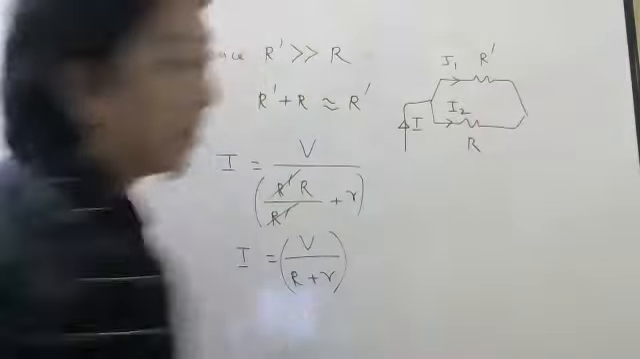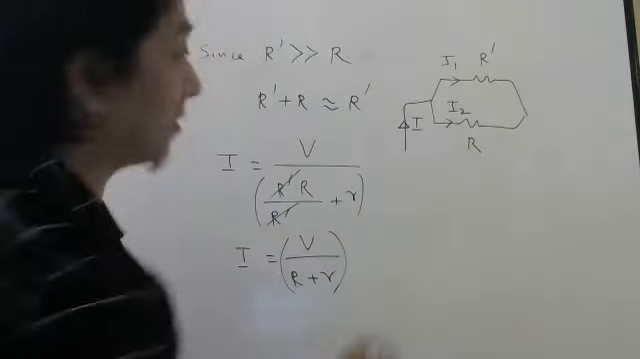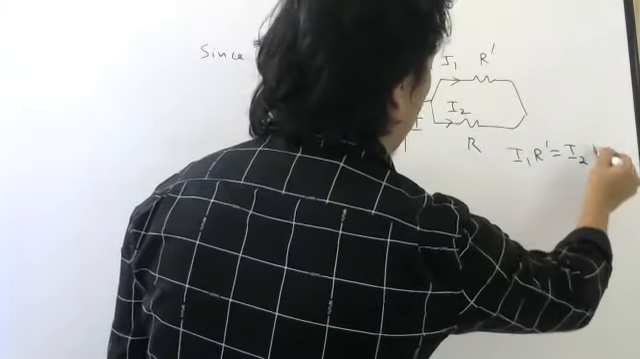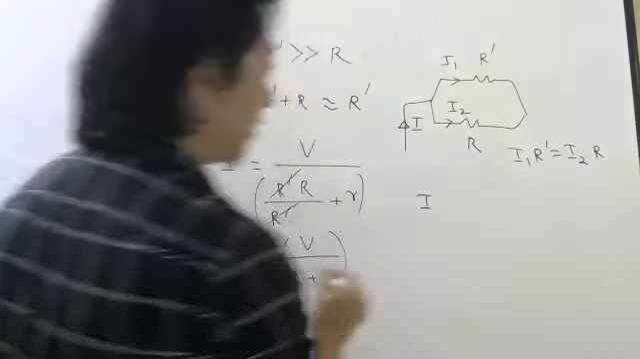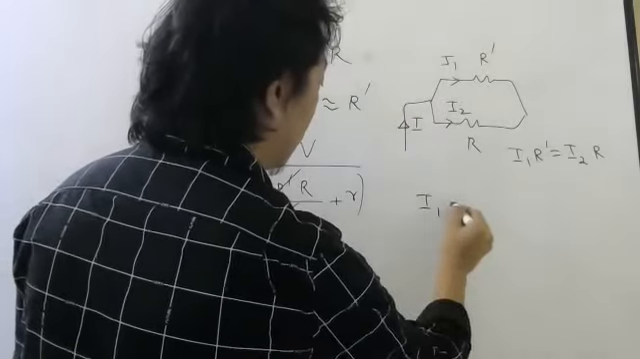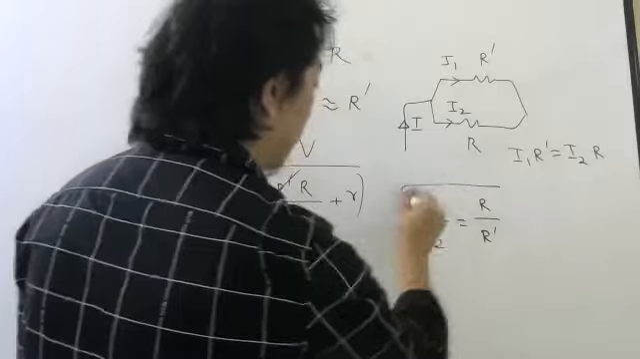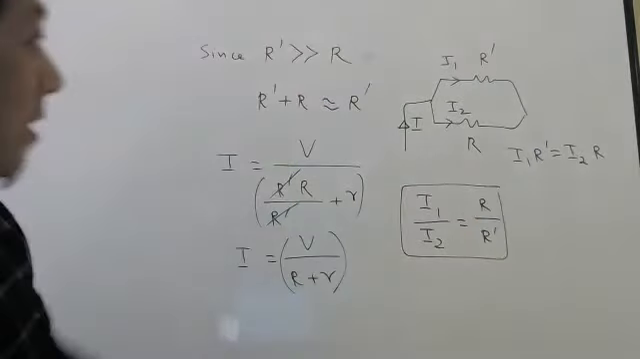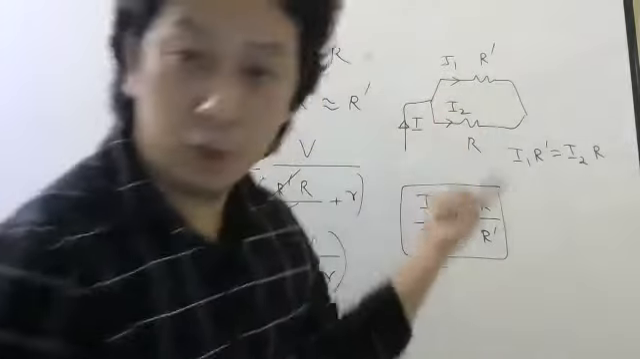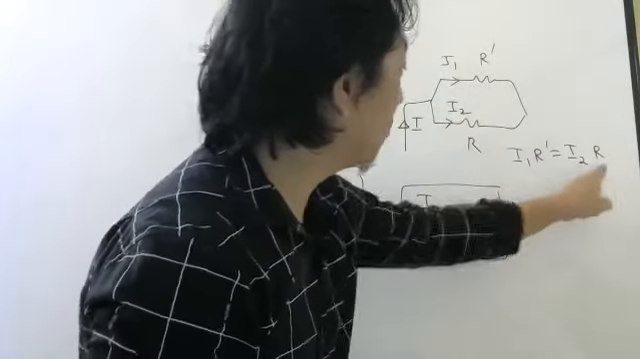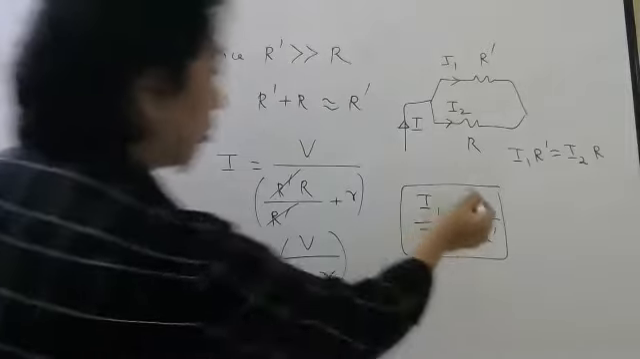Now in what ratio will it divide? You know these two are in parallel. So in parallel, voltage will be the same. So I1 R dash will be the same as I2 R. So I1 by I2 will be R by R dash. Correct or not? Voltage here and voltage here should be the same. So here voltage is I1 R dash, here voltage is I2 R. So I1 by I2 should be R by R dash.